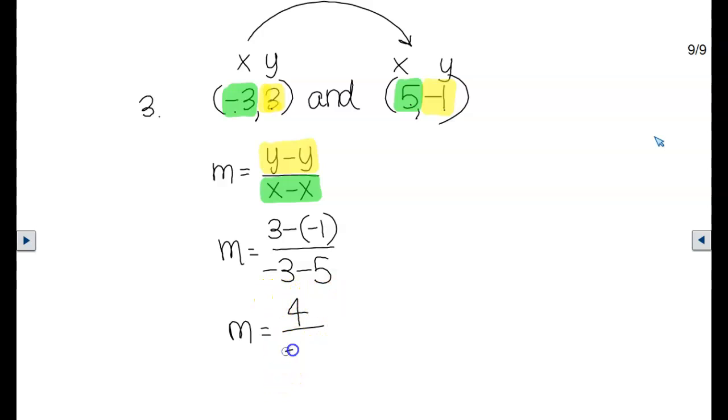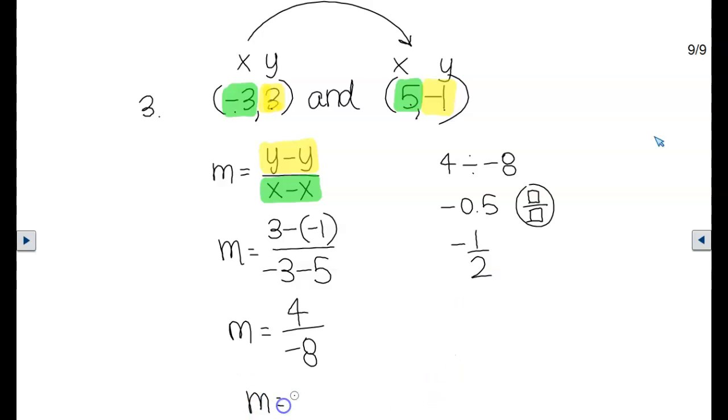Negative 3 minus 5 is a negative 8. So I have 4 over negative 8. I will type into my calculator 4 divided by negative 8, which will give me negative 0.5. I don't want a decimal, so I'll press my little fraction button, which will turn that into a negative 1/2. So my slope on this one is a negative 1/2.